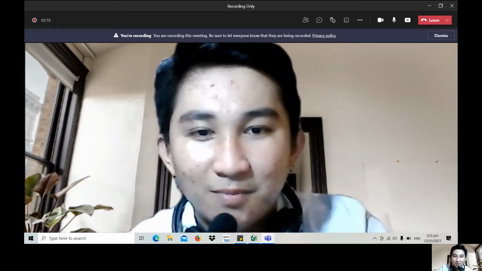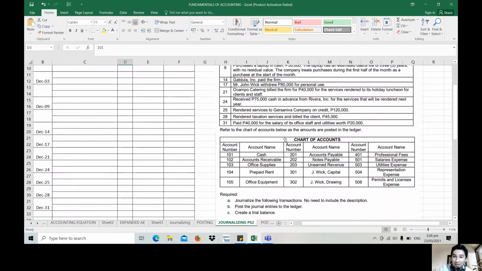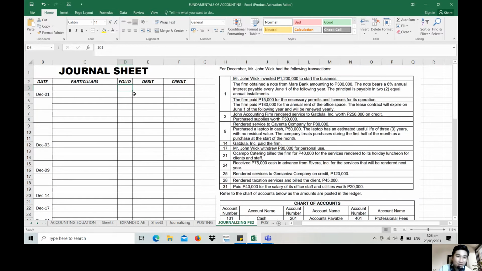So I will be presenting now the problem here. This will be our journal sheets, as you can observe. We have here the dates. I already presented the dates here based on the transaction dates. And this will be the particulars. Dito natin ilalagay yung journal entries natin, the debit and the credit. The folio will be our reference number. This will be found on your chart of accounts here. So we have here the account number, so this will be written or encoded here at the folio section. And then the debit amount and then the credit amount.